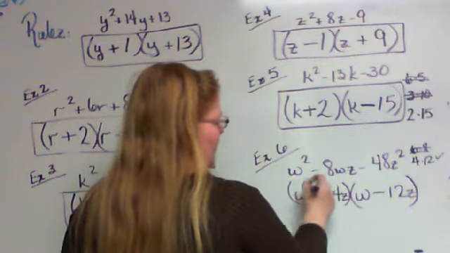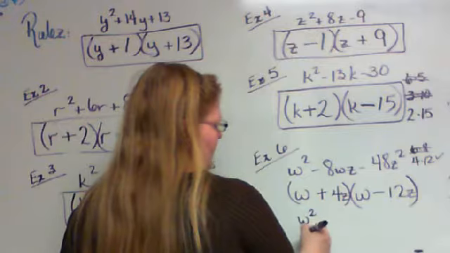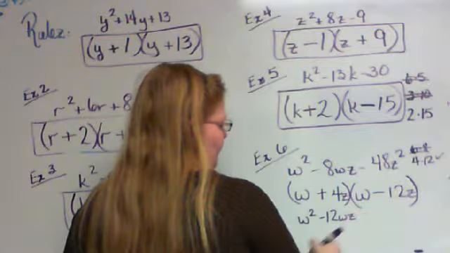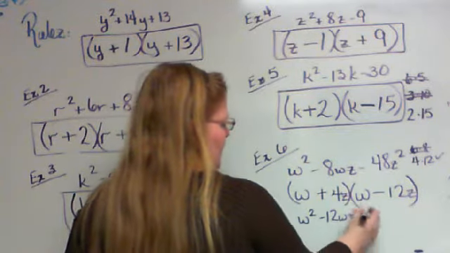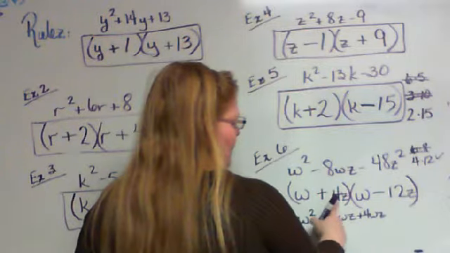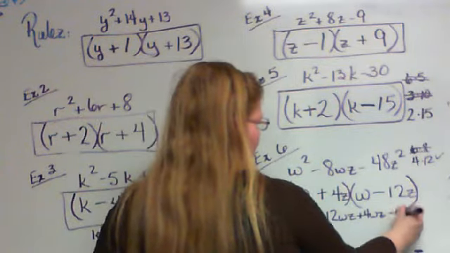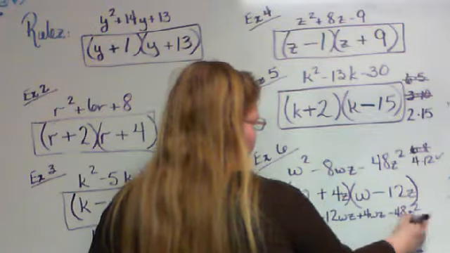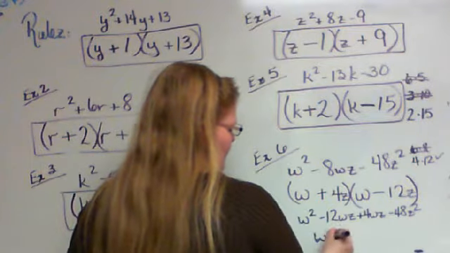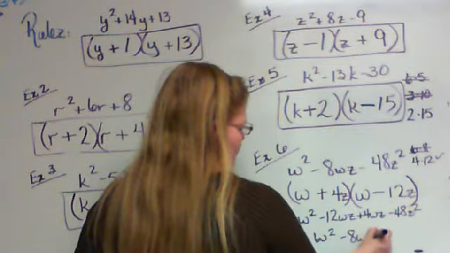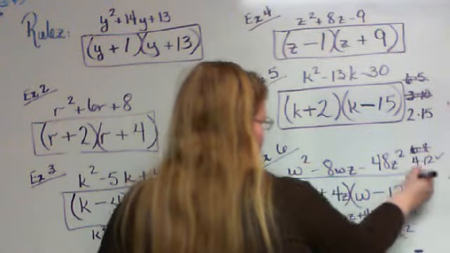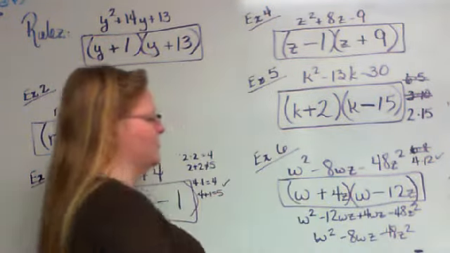Now when I multiply it out, w times w is w squared. w times negative 12z is negative 12wz. 4z times w is positive 4wz. And then 4z times negative 12z is negative 48z squared. So that's w squared minus 8wz minus 48z squared, which is what makes the stuff in my parentheses my answer.